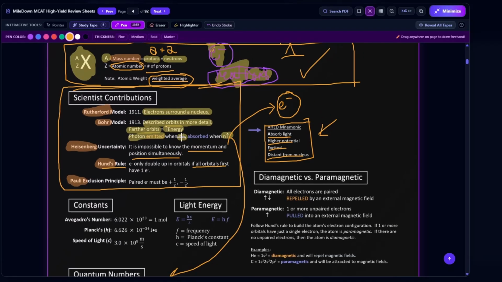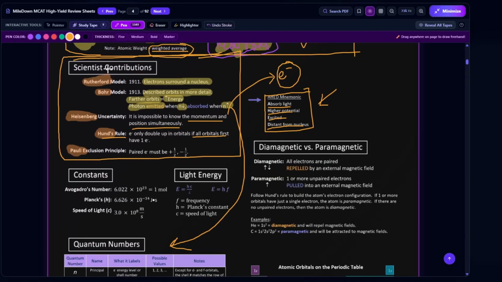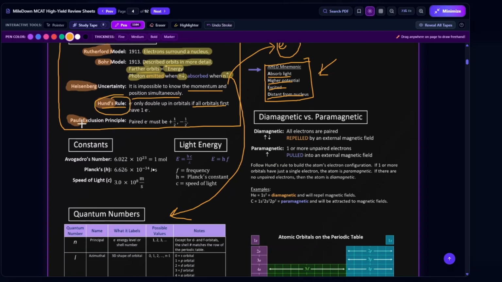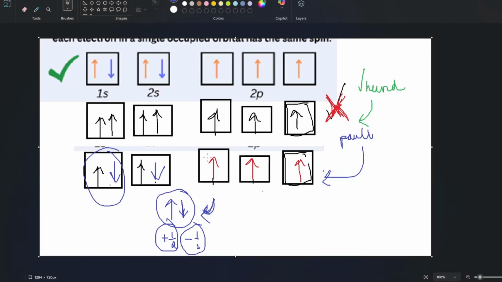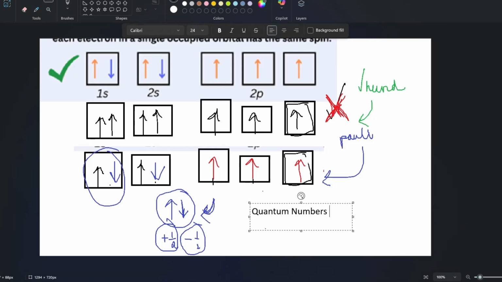Okay, so another recommendation I have is that before you learn the scientific contributions, especially Hund's rule and the Pauli exclusion principle, it's probably best to go over both your quantum numbers, which we're actually going to go over right now, and how to draw orbital diagrams, and you want to go in depth with these two, okay?